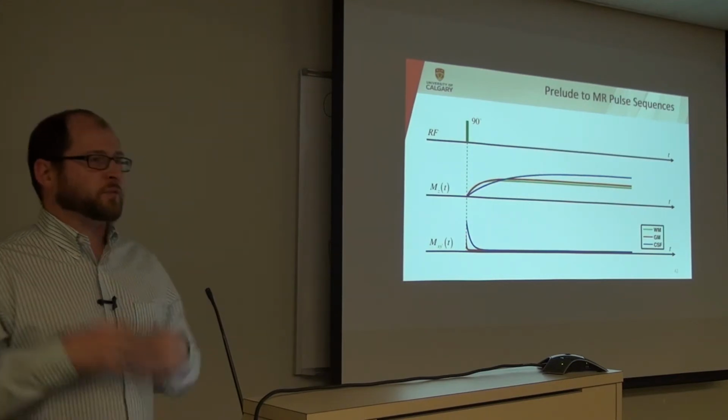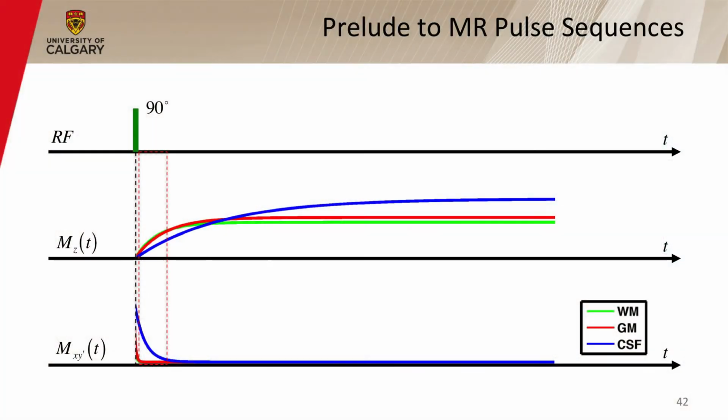So this is just one step in that process, okay? If we look at all of these graphs, they are plotted as a function of time. We've got this radio frequency line here. We apply a 90-degree pulse, and now we're looking at the Z magnetization on one graph and the XY transverse or rotating frame plot on this line, okay?